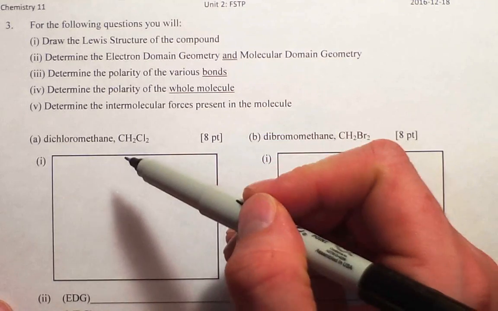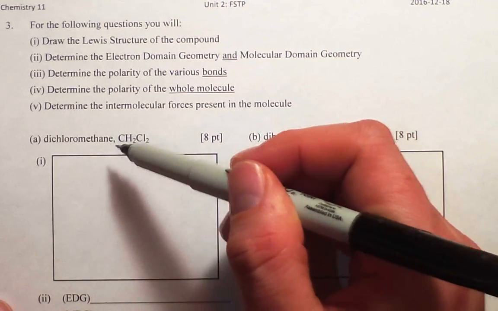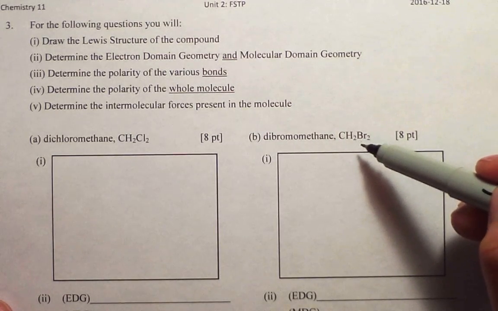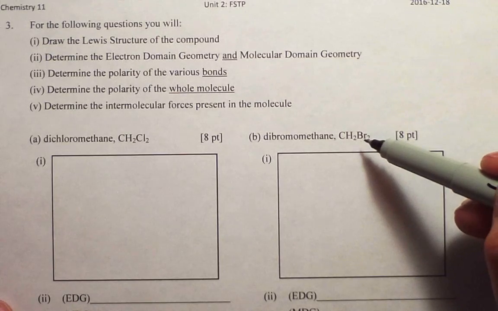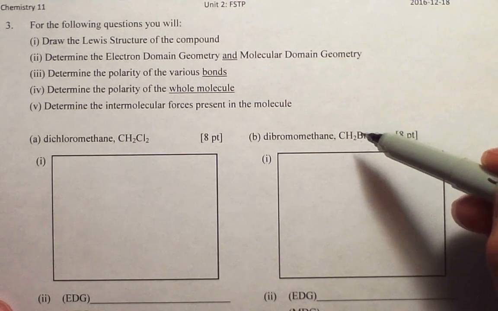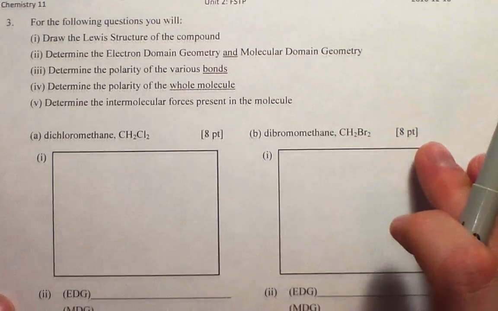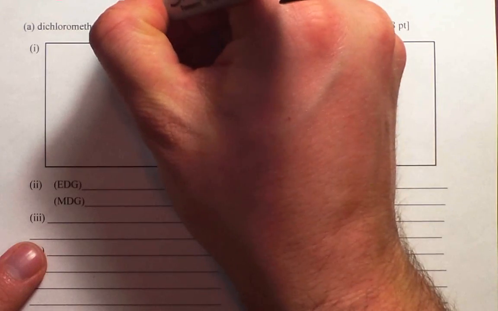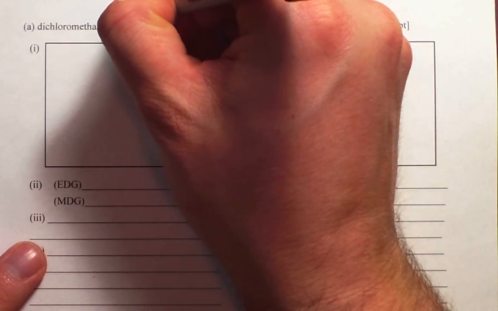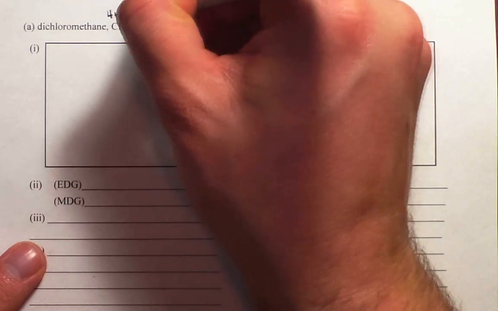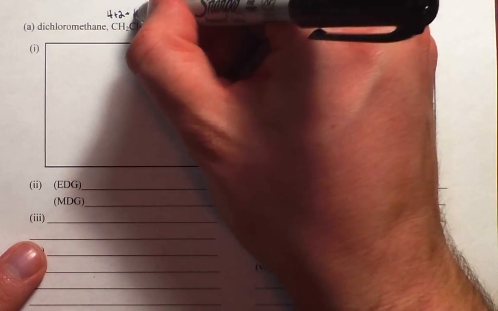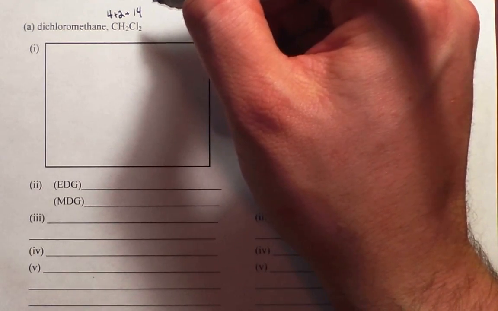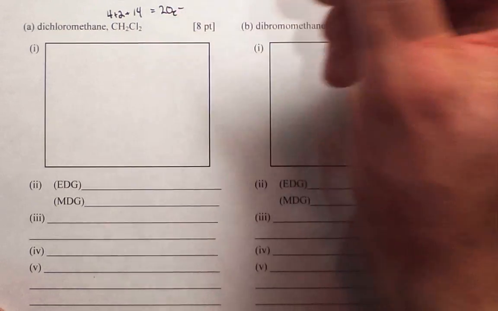So we have dichloromethane, which simply means we have a carbon backbone and 2 chlorine atoms attached, and the rest is hydrogen. This is dibromomethane, so we have a carbon backbone, 2 bromine attached, and the rest are hydrogen. So we can go through and do this process. We know that we have carbon in group 14, that's 4 valence. Hydrogen each brings 1, so that's 2. And chlorine each brings 7, which is 14. So 4 plus 2 plus 14 is equal to 20 electrons.